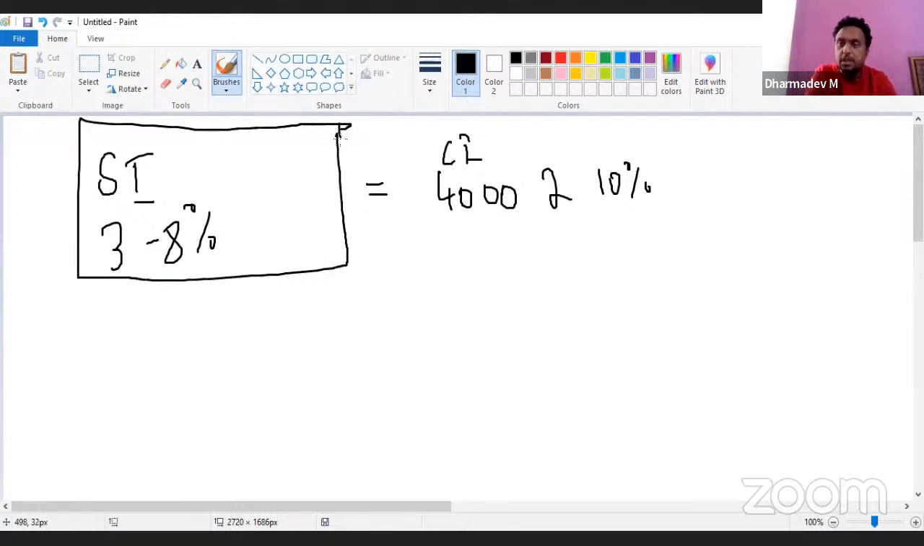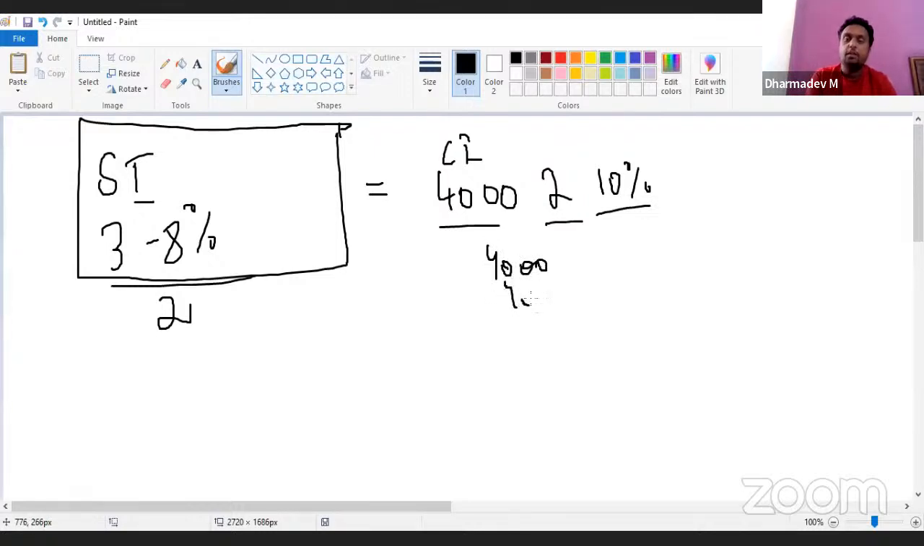Per annum is half the compound interest. Whatever sum you get, this is going to be half of the compound interest for 1 year. So I will find this money. So 4,000 for 2 years at 10%.